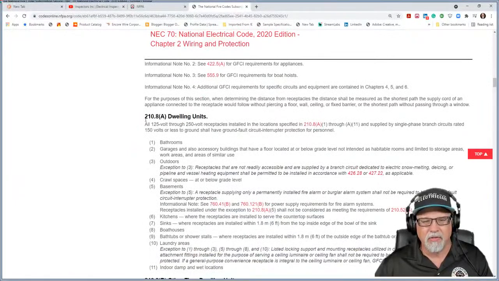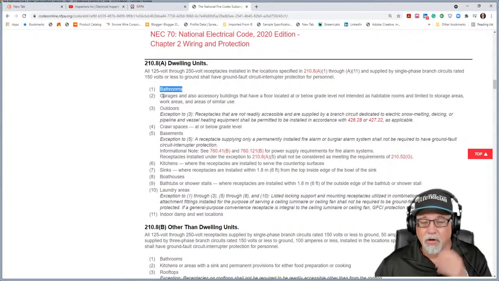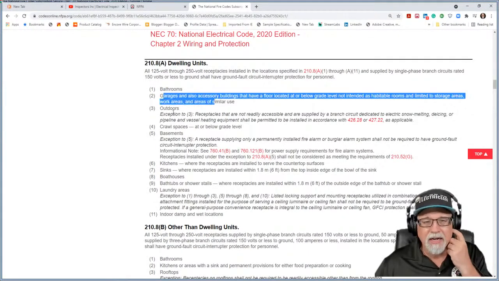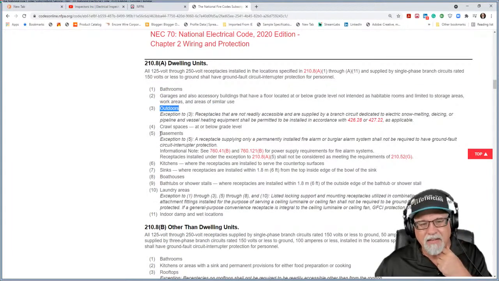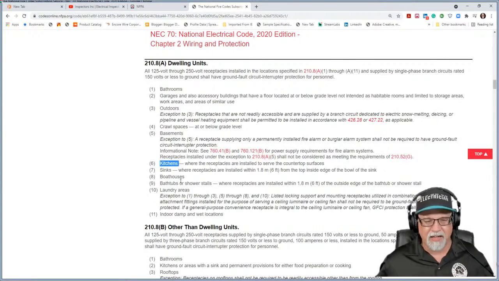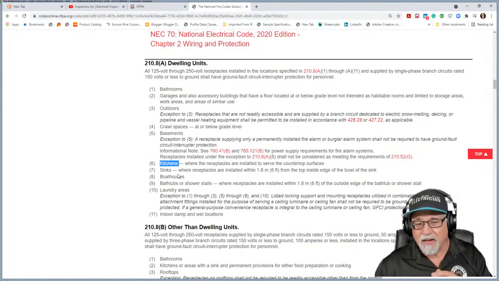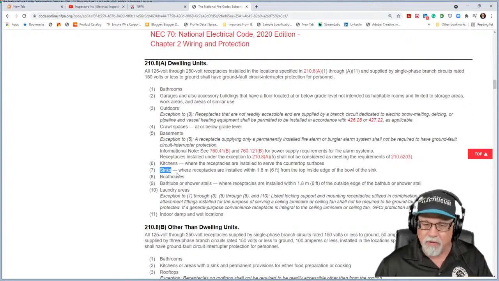So here it is, 210.8(A). And you'll notice that it's required in bathrooms. It's required in garages, accessory buildings, whatnot, outdoors, basements, kitchens. Again, we're talking the ones that serve the countertop, not the ones that would be around the walls, let's say in a nook area, only the ones in the kitchen. Unless those ones in the nook area were within 6 feet of the top inside edge of the sink, then they would be required to be GFCI protected.